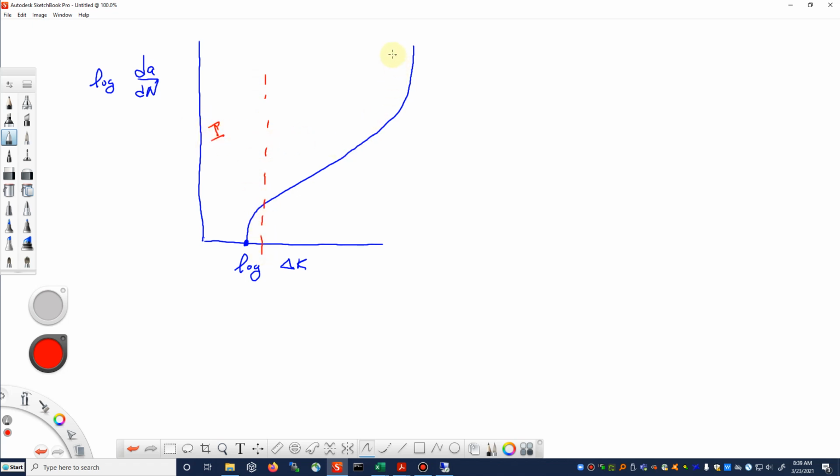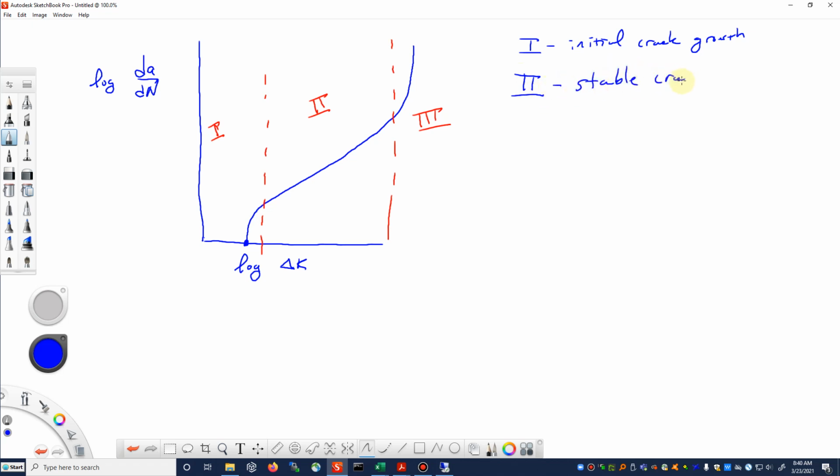Call this region 1, and maybe over here, region 3, and in the middle we can call this region 2. Region 1 would be initial crack growth, so it can include initiation and the growth of a small crack. Region 2 would be stable crack growth. And region 3 would be unstable crack growth and fracture.